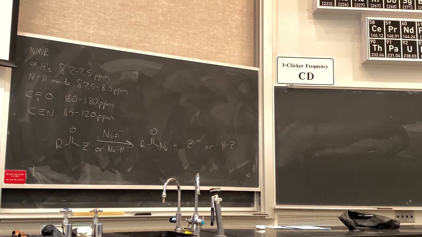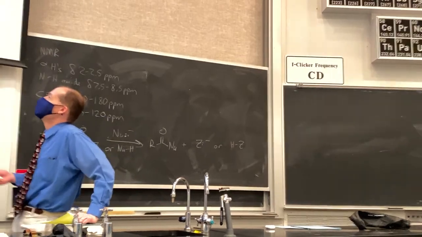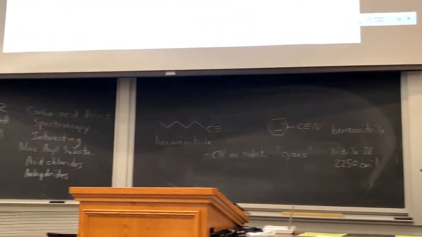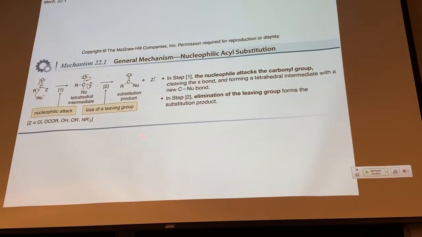So we have here the general mechanism. We've gone over this mechanism before. So we have attack of our nucleophile generating our tetrahedral intermediate, followed by elimination of our leaving group, giving our desired product, and then displacing Z.